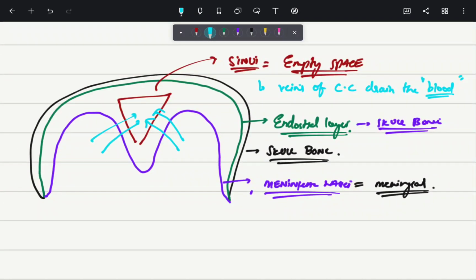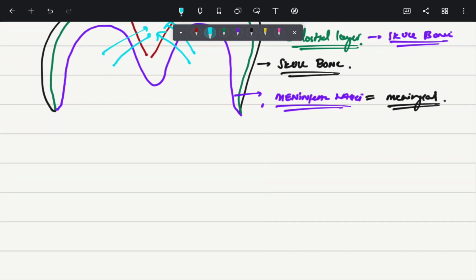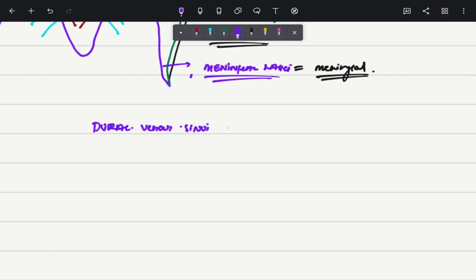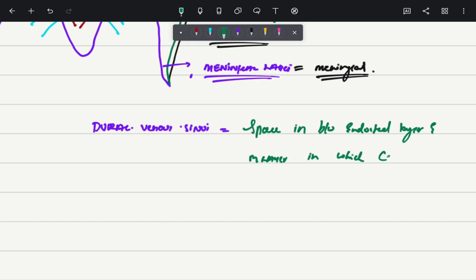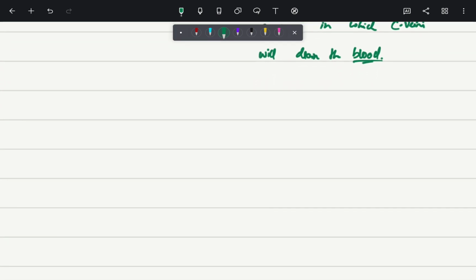Since it is present between the two layers of the dura mater, it is called a dural venous sinus. Once again, dural venous sinus is nothing but a space between the endosteal layer and the meningeal layer, in which the cerebral veins will drain the blood, which is your venous blood. So that was about our dural venous sinus.